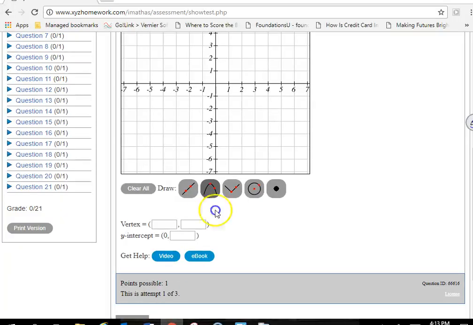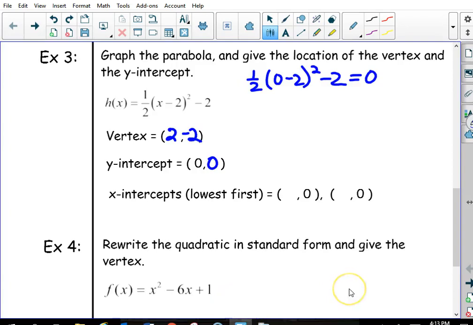So let's go to the graph, graphing a parabola with vertex at negative 2, negative 2. Now, I've already calculated at x equals 0, and I know I have a 0 there. So it works out really nice because my y-intercept is also one of my x-intercepts, and the other x-intercept is over there at negative 4. So lowest first, negative 4, and then 0, 0. All right, I'm going to stop this and see you on the next video.